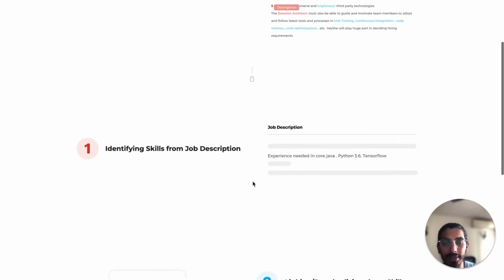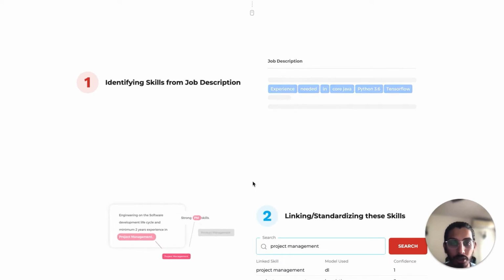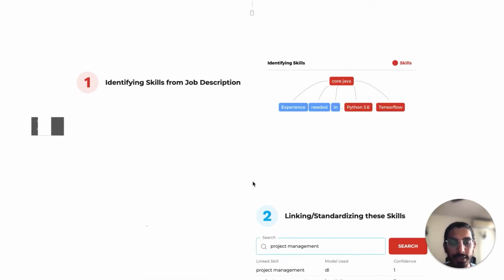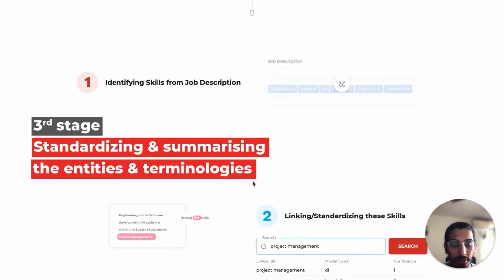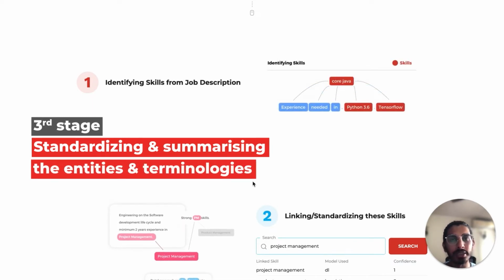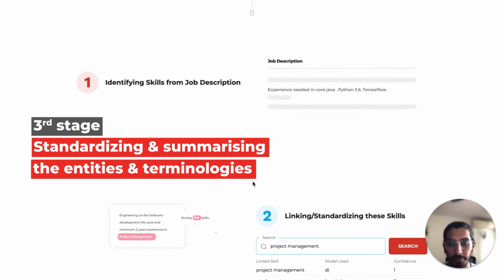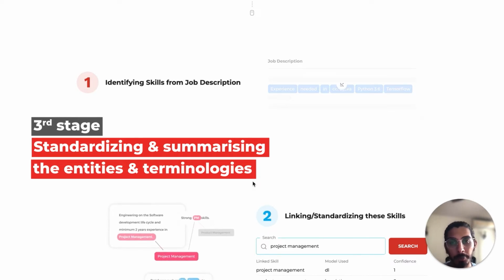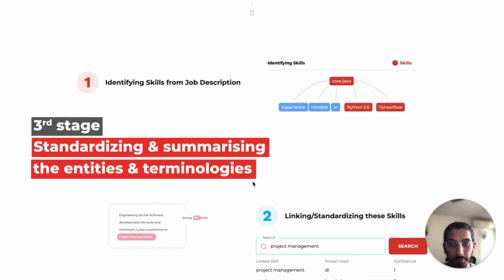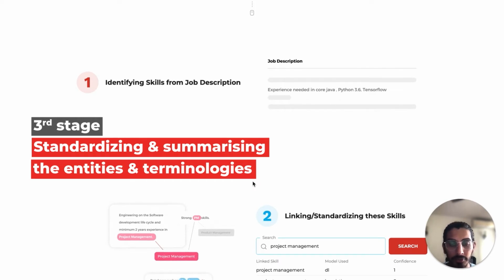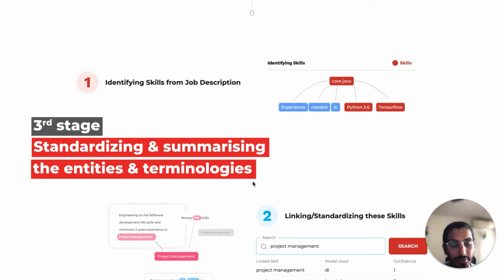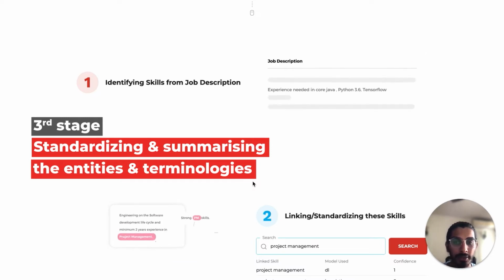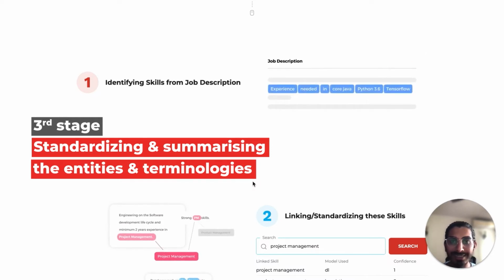Once it has understood information like skills, the third stage is standardizing those entities. People write different terminologies when they publish their jobs online. For example, PM can be product management, PM can be project management. People write abbreviations, for example K8S, which is the abbreviation of Kubernetes. And people can write a terminology like managing projects as part of their job description.